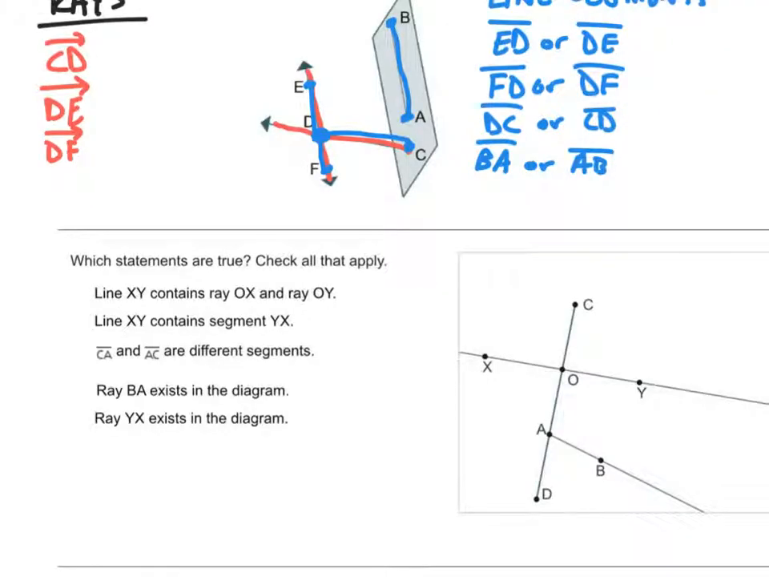All right, so take a look at the next one. It says, which statements are true? Check all that apply. It says that line XY, so here's line XY, contains ray OX and ray OY. Okay, that's true. If I start at point O, I can go to the left and I have ray OX. If I start at O and go to the right, I have ray OY. This is true.